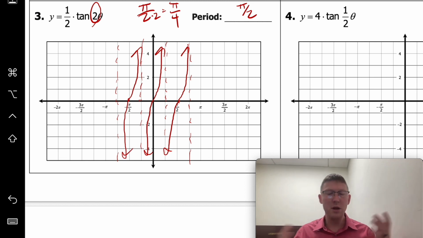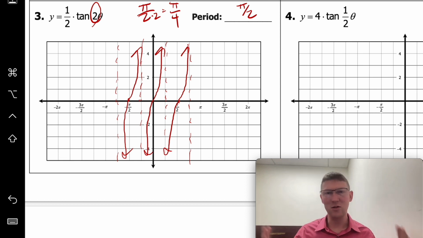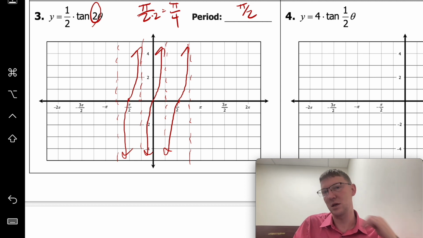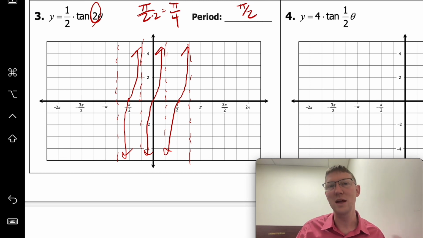Now, admittedly, sine and cosine graphs are more useful in the realm of science, finance, all that good stuff that I talked about. Tangent is a little less so, but it's still really good to know, and it's a thing that you will need to know as well. So let's try some out. I will see you in class.